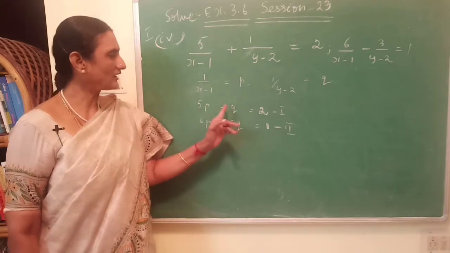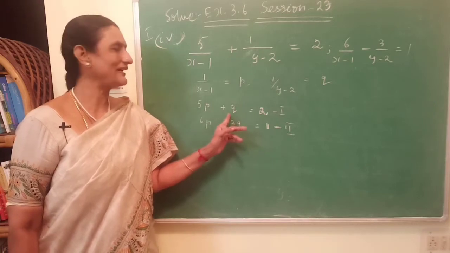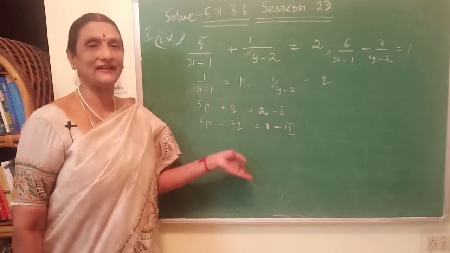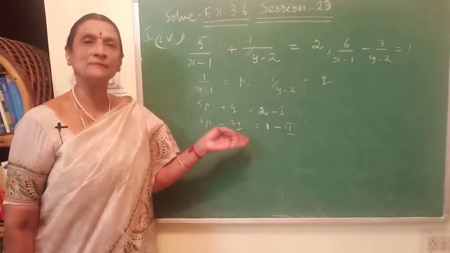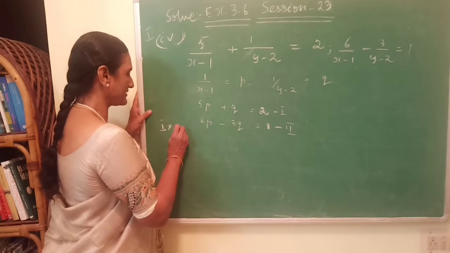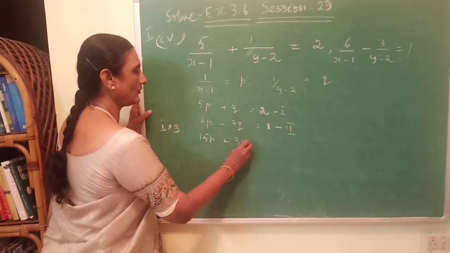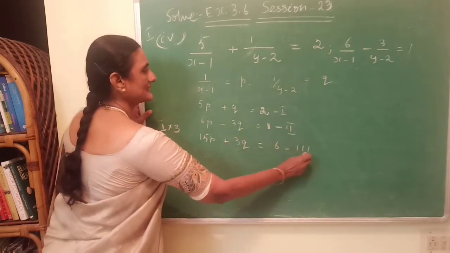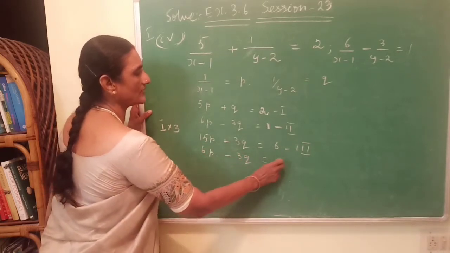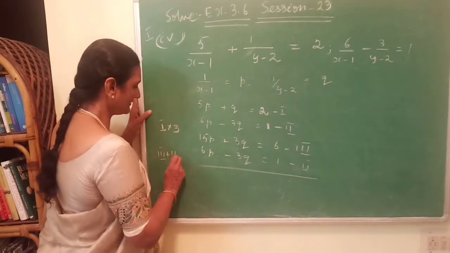Now by having a close look at these equations, if you multiply the first equation by 3, what will happen? You will get 3q plus, here 3q minus. So while adding, both will get cancelled. Then the method becomes very simple for you to solve. So first equation I multiply by 3. I get 15p plus 3q is equal to 6. This is equation 3. Now 6p minus 3q is equal to 1, that is equation 2. Now we are going to add equations 3 and 2.